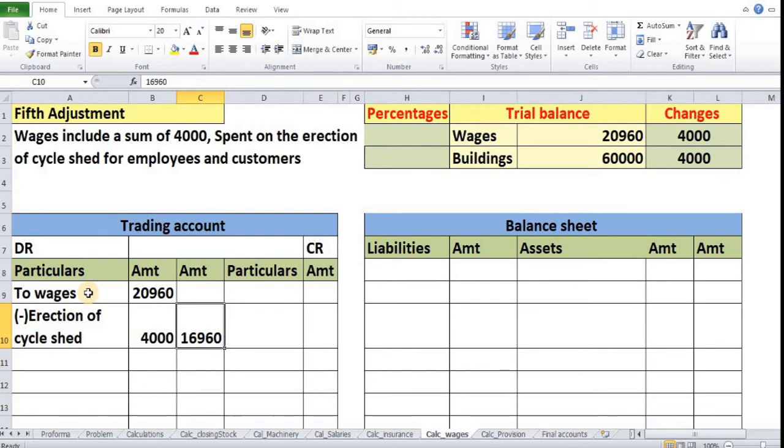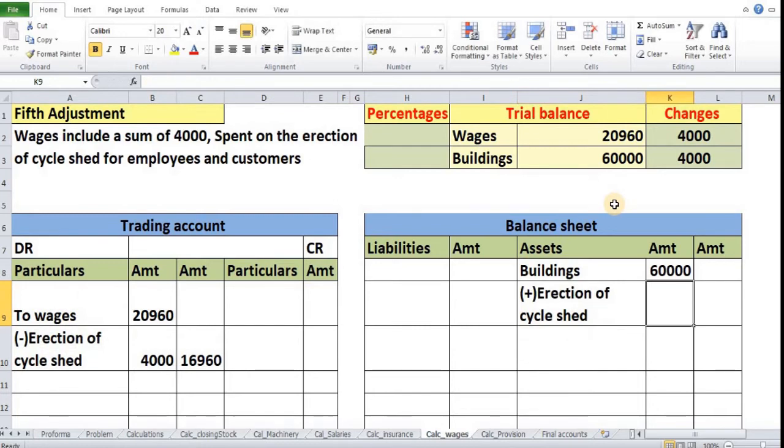For the same adjustment, we will find the buildings amount in the trial balance, that is 60,000. Then we will mention buildings on the asset side of the balance sheet and mention 60,000 in the amount column, that is the inner column. Since we already have an adjustment, that is the erection of cycle shed for employees and customers, we will mention this on the asset side of the balance sheet with a plus sign and the amount is 4,000.